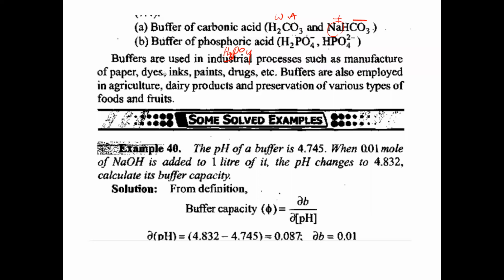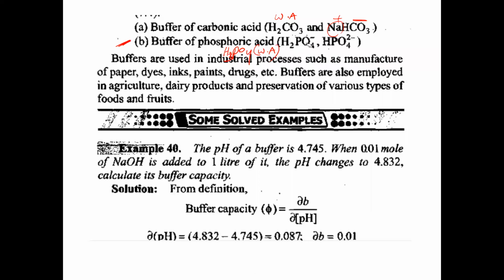Okay. So buffers are used in industrial processes. Now we understood this concept here. This second one understood here. Buffer of what and what here? Phosphoric acid will be one weak acid. Phosphoric acid is what? Weak acid. Along with this weak acid, which salt may be present?